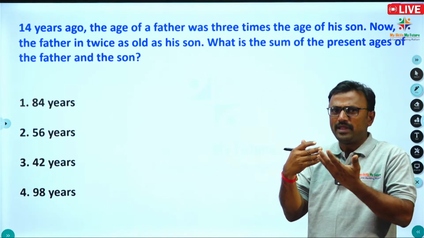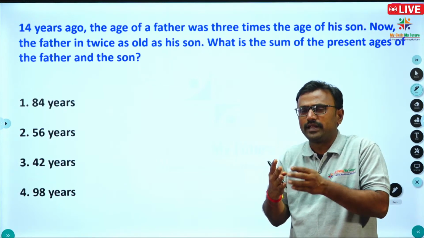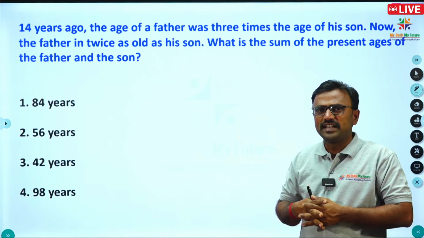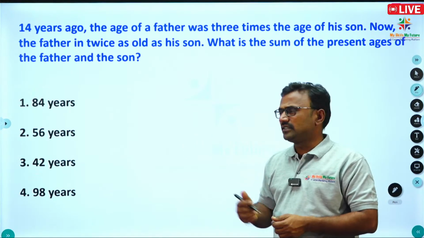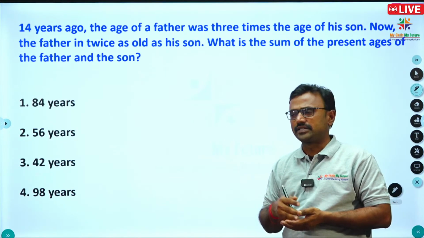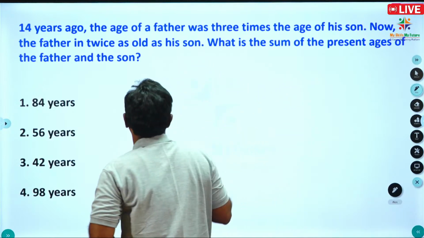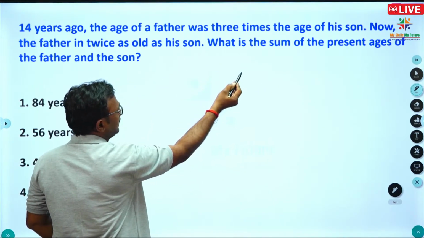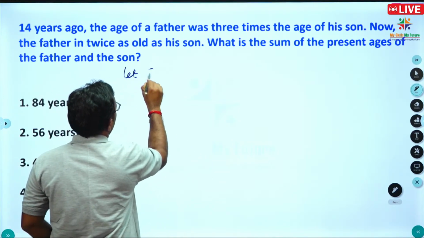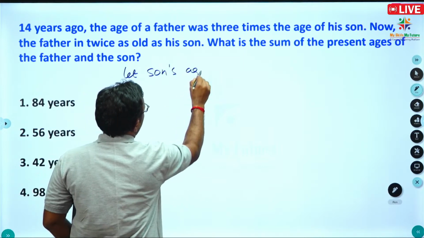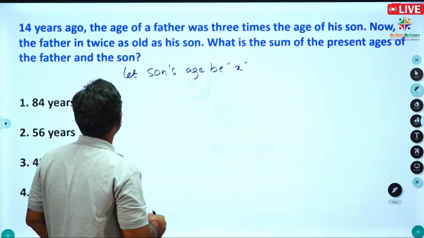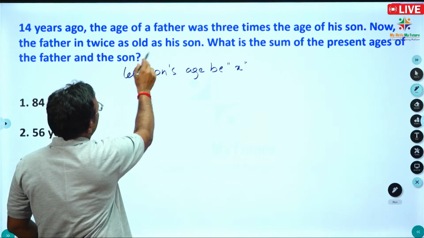They can maybe ask questions like what is the difference between father's age and son's age, or what is the ratio of father's age and son's age after some years. Here they ask, what is the total age of father and son at present? According to the information, the present age of father is twice that of his son. So let the son's present age be x. What is the father's age? Twice as old as his son.